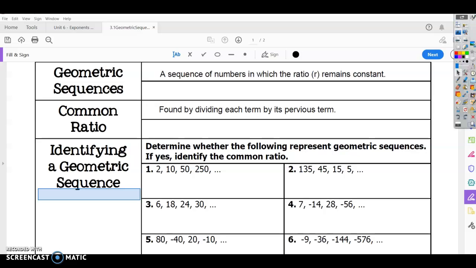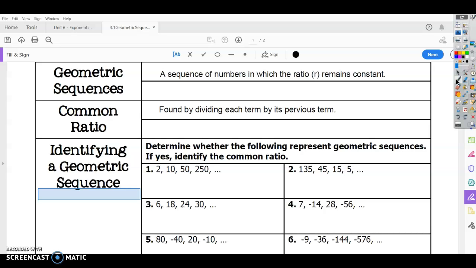All right, so how can you find this common ratio? You can find this by dividing each term by its previous term. If you remember, multiplication and division are inverses of each other. So you can look at this as multiplying or dividing, and we're going to look at it in both ways. So look at number 1, identify geometric sequence.